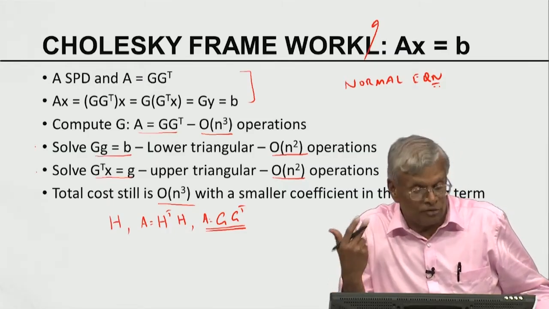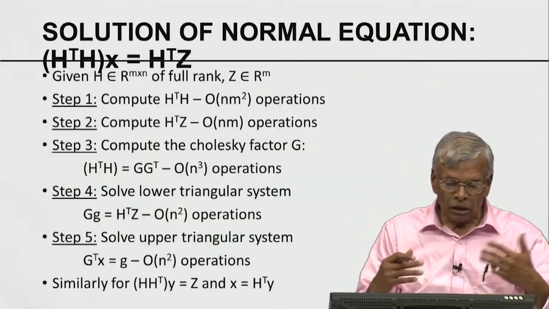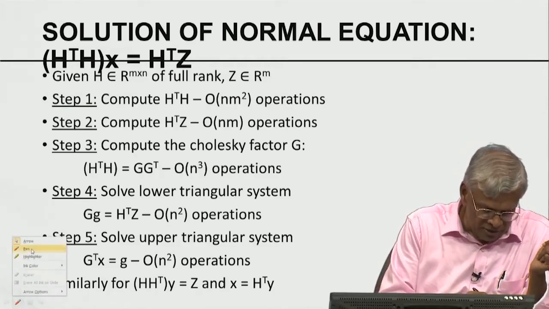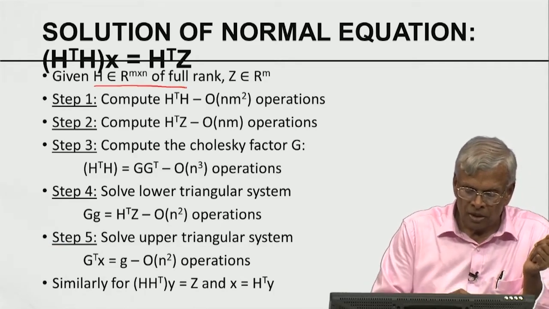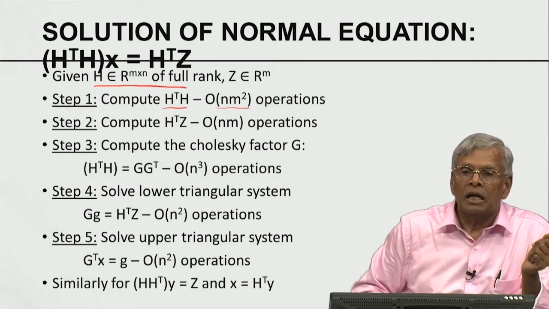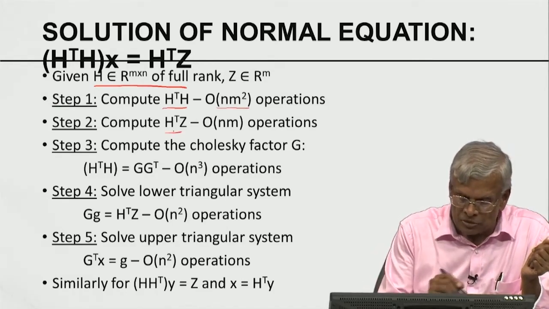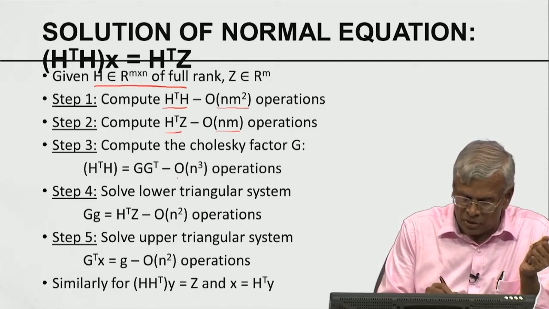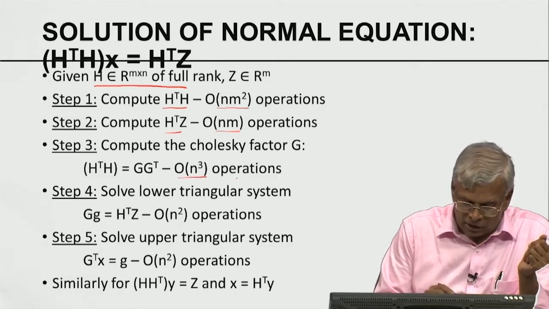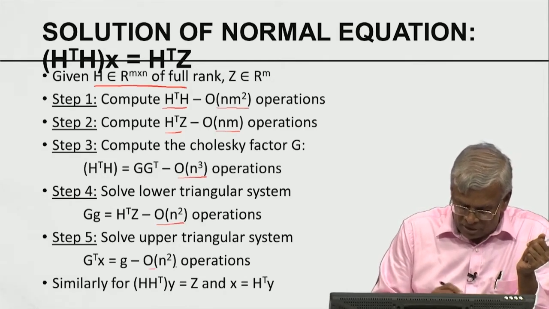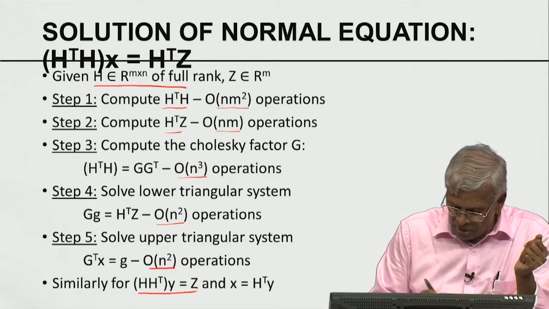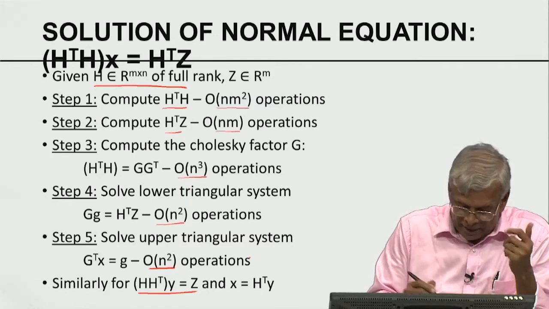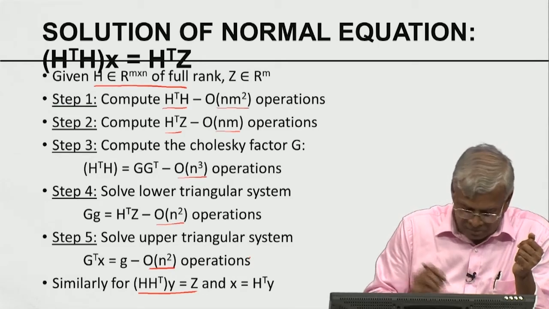So I am going to summarize the method of normal equations. So this is the overall summary. Let H be a full rank matrix. Compute H transpose H, that is going to take an operation nm square. Compute H transpose Z, that is going to take nm operations. Compute the Cholesky factors of G, that is going to take n cube operations. Solve the resulting lower triangular system n square. Solve the upper triangular system n square. So you get to solve the overall solution for the linear least square problem. This is for the overdetermined system.